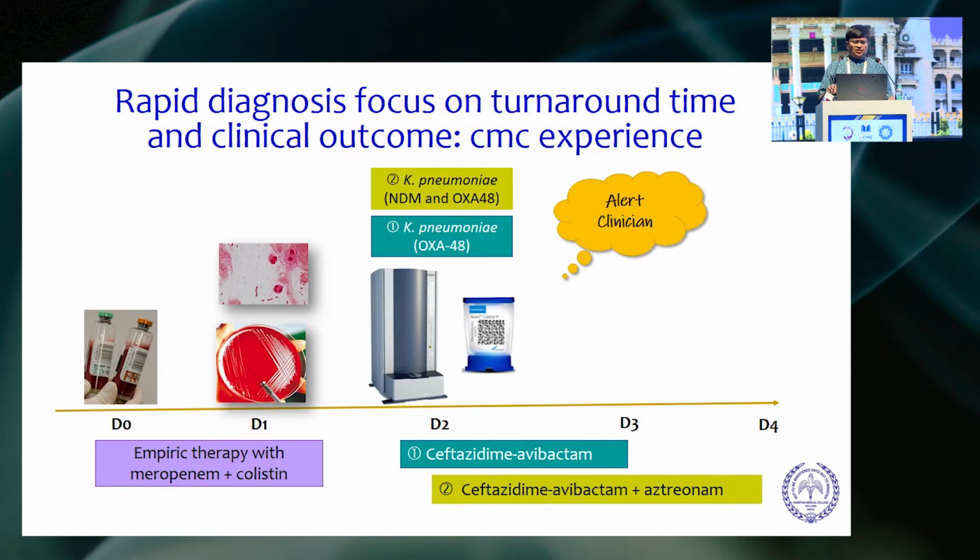So this is what we do when we see a Klebsiella pneumoniae, which is very common. We do the cultures and start empirical therapy with meropenem and colistin. From the microbiology lab, say on day one, we get the culture and they do the Carba Expert, and they will obviously alert the clinician. If we find OXA-48, we will change to ceftazidime-avibactam. But if we also have NDM associated with this, then we'll change to aztreonam.